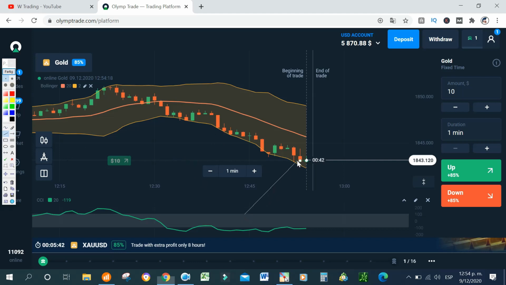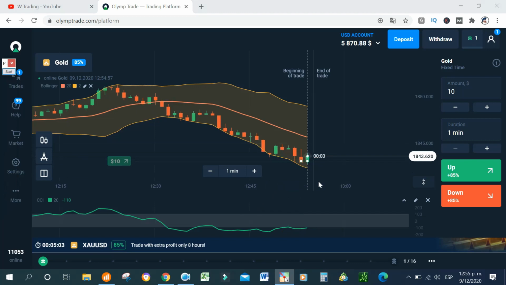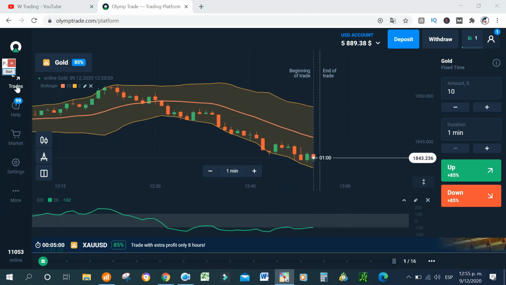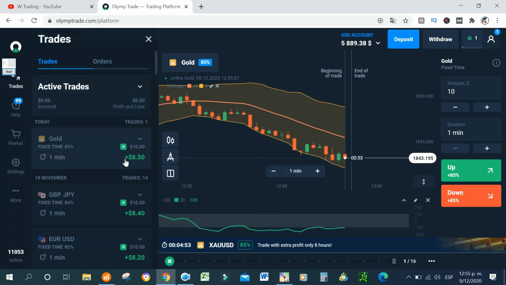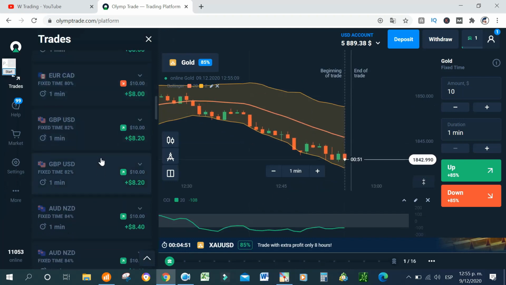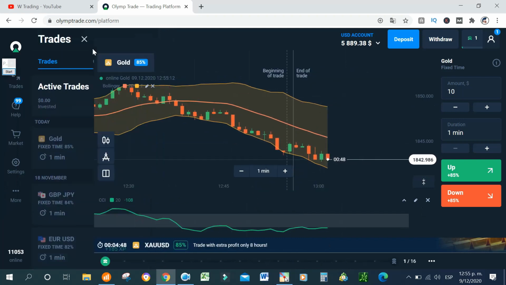So guys, you can see here I made this entry right here at the close of this candlestick. I made the entry because we have a divergence with the CCI and the Bollinger Band. They are also at the lower Bollinger Band. So you can see here, I won this trade. This is what I won, $8. And this is my real account. Look how I'm performing in this broker.